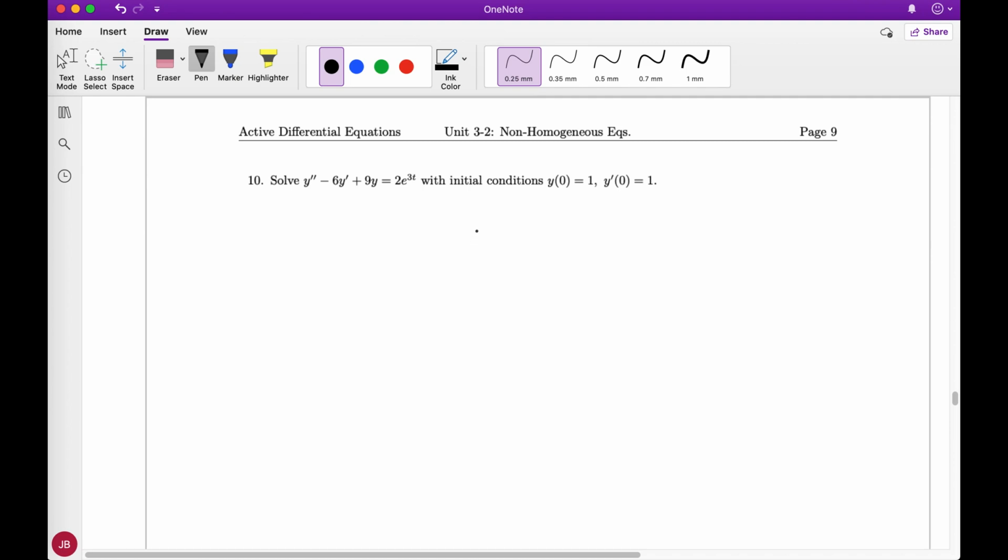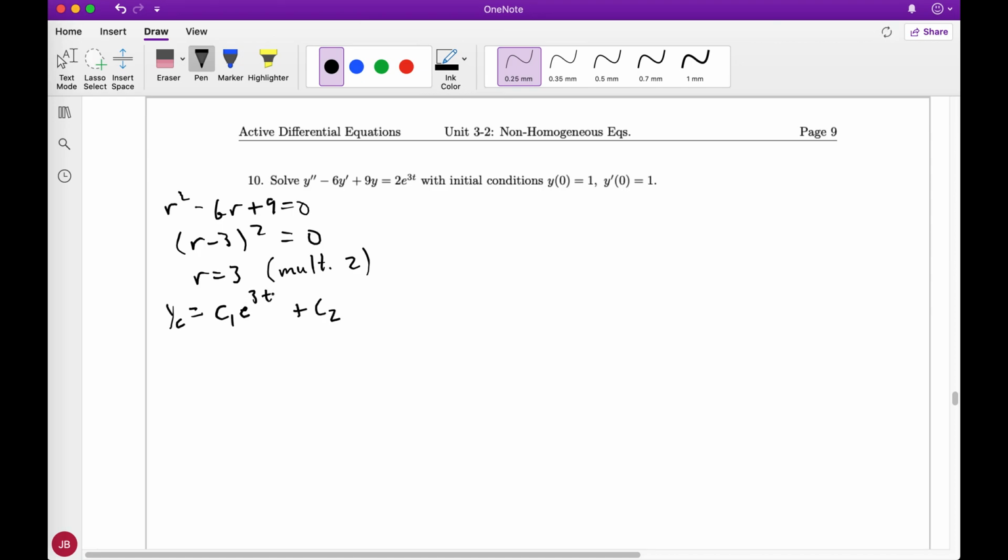So now we have y double prime minus 6y prime plus 9y equals 2e to the 3t. So it's a similar setup. First thing we're going to do is find the characteristic polynomial. We get r minus 3 squared, I think, which says that r equals 3, but we see that this is of multiplicity 2. Okay, so what that tells us is that yc has to be c1 e to the 3t plus c2. Well, we've already got an e to the 3t, so we throw a factor of t in front of it, right? Hopefully you're seeing how that works.